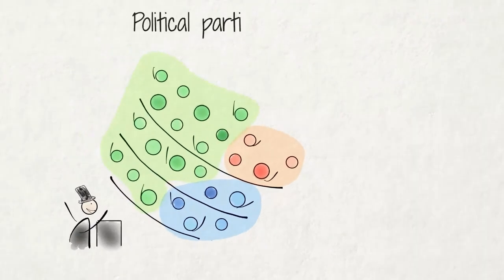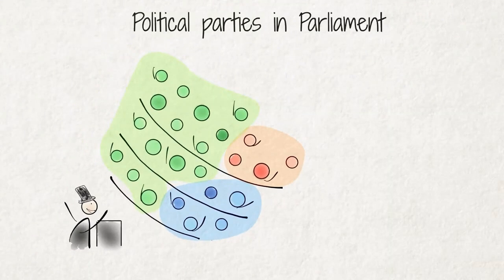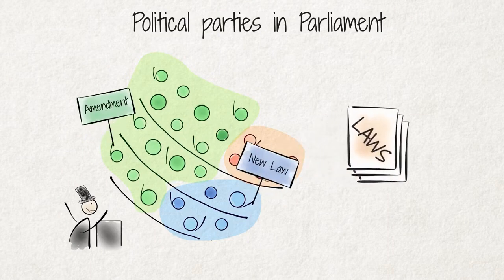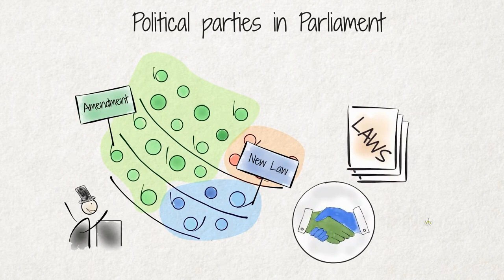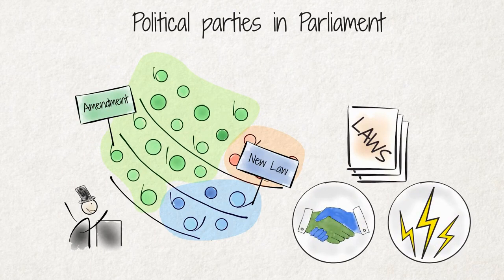Political parties that win enough votes in an election gain representation in parliament. There, they work to introduce new laws and amend old ones. Sometimes they work together, but often they oppose one another according to their particular ideologies and values. The political party with the most seats can more easily succeed in achieving its agenda.